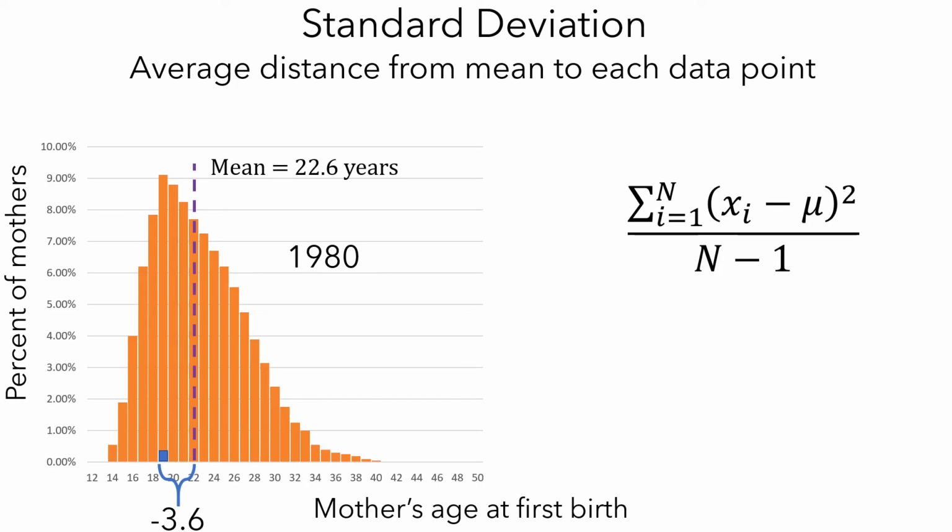Then, since we squared the deviations, we undo the squaring by taking the square root. And all of this is equal to the standard deviation, which we represent using the letter s. So this is the formula for measuring the standard deviation.